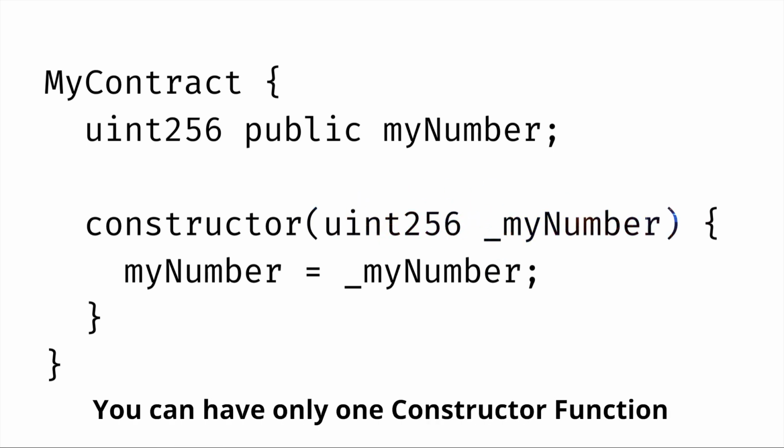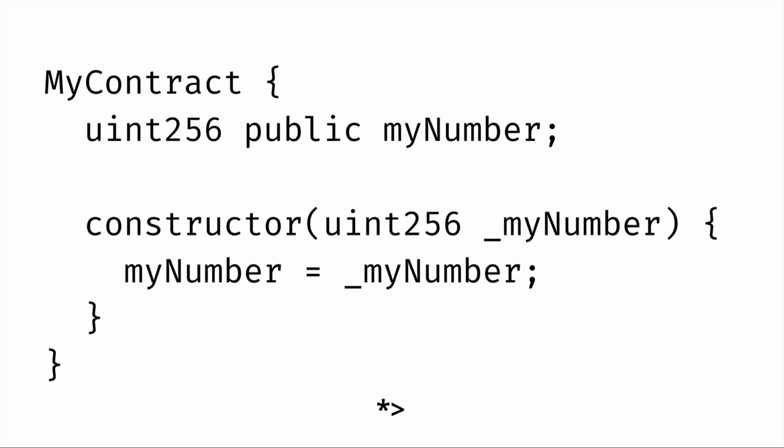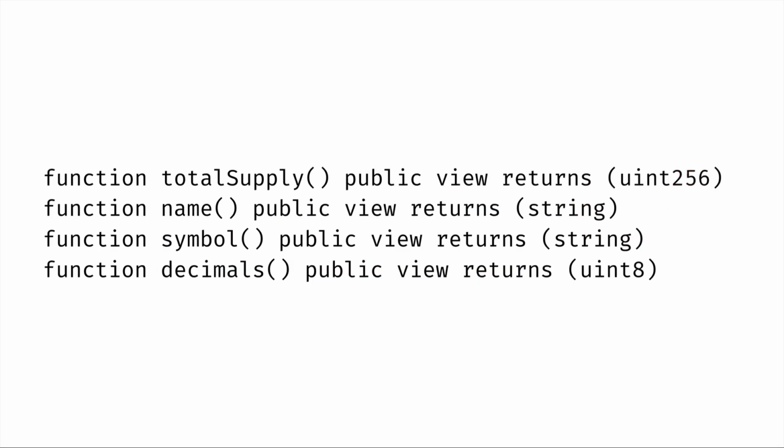Note that you can only have one constructor function. And if you declare one, then you have to provide all the data that the constructor is expecting for a successful deployment. Okay, that was it. There's not much more to constructors. But let's now start to implement our ERC20. We have the tools to start with the first 4 functions here: total supply, name, symbol, and decimals.